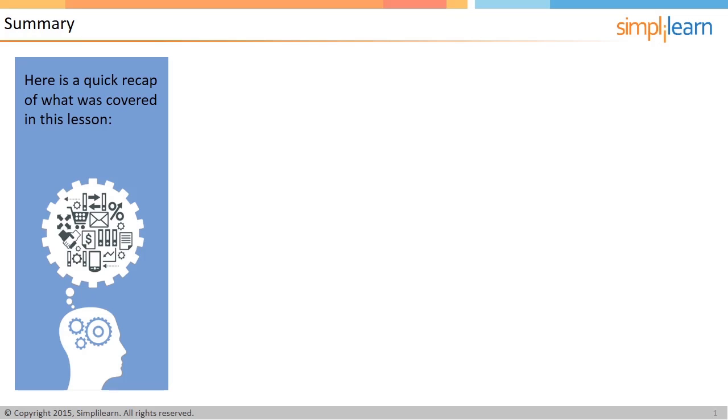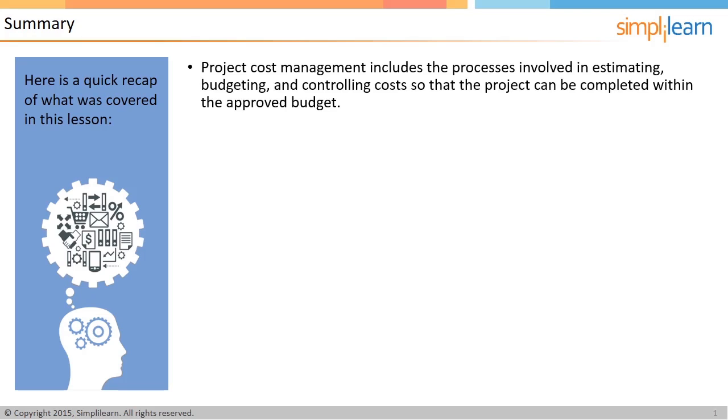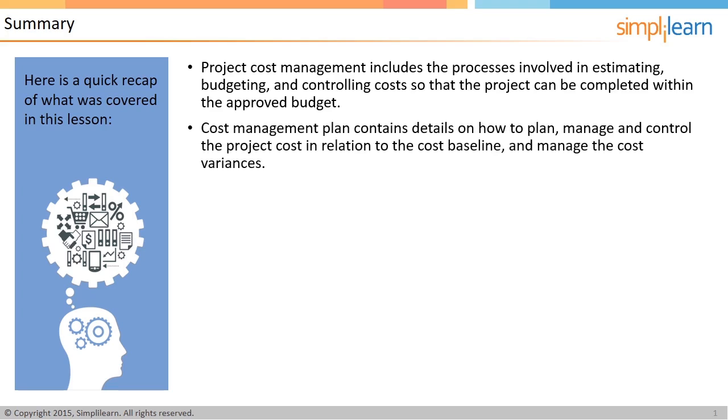Here is a quick recap of what was covered in this lesson. Project cost management includes the processes involved in estimating, budgeting, and controlling costs so that the project can be completed within the approved budget. Cost management plan contains details on how to plan, manage, and control the project cost in relation to the cost baseline and manage the cost variances.